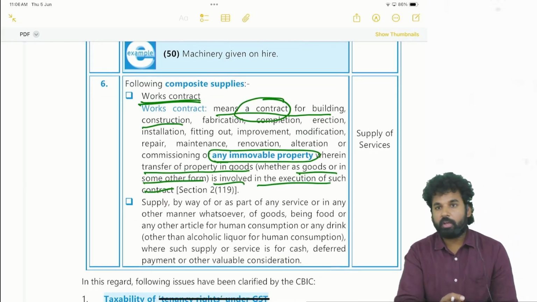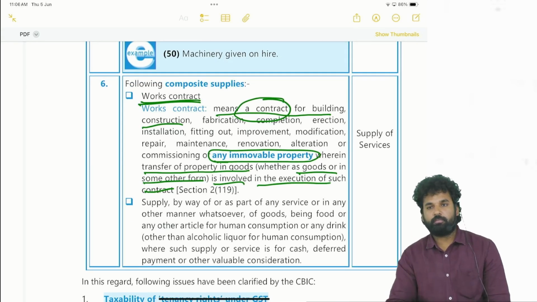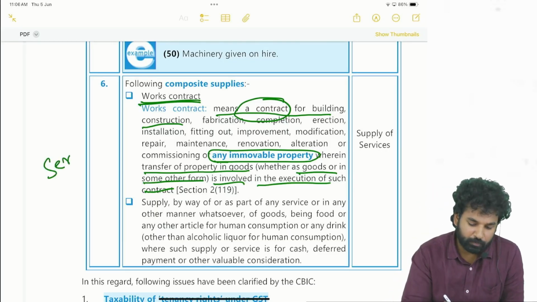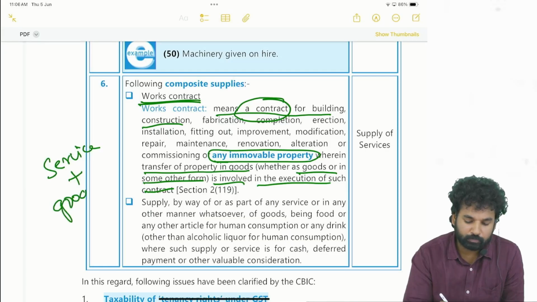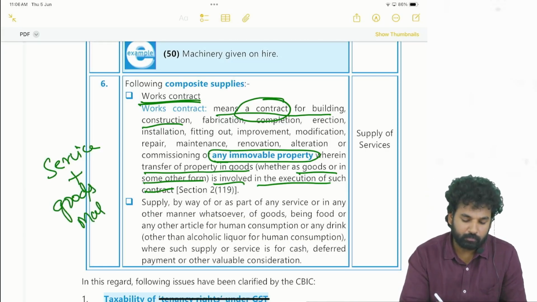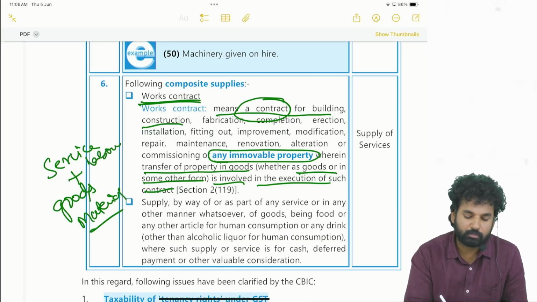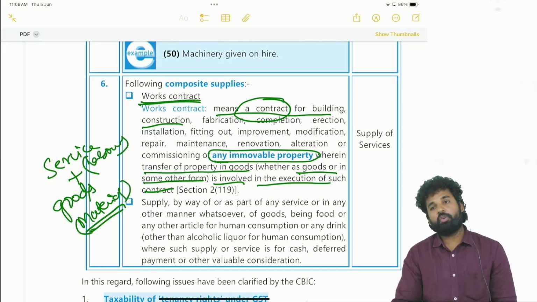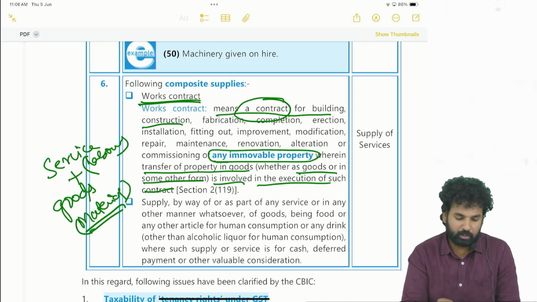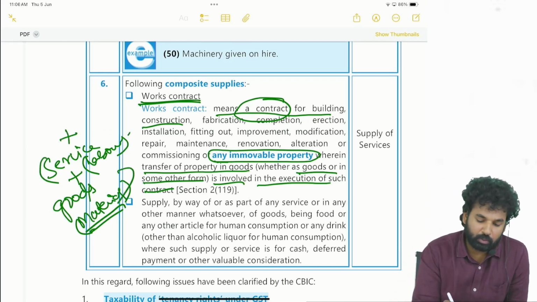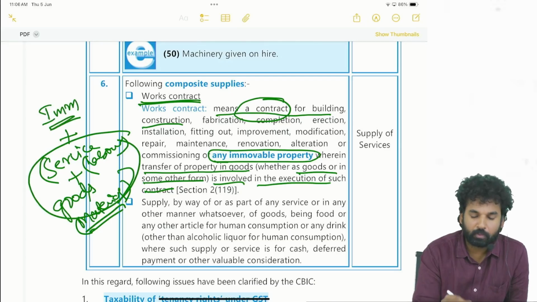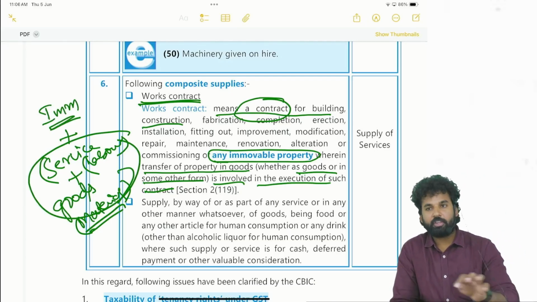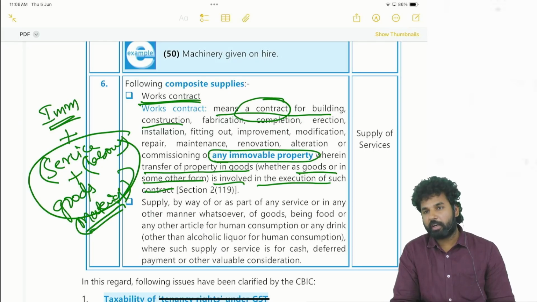See here, contract means at any cost we have to do the service. Works contract, right? So along with the service, there shall be an involvement of goods. That is what is material. Service means labor. You may deliver the goods as it is, or you may use the goods during the service, whatever it may be. These two elements shall be present, and that too with respect to an immovable property, then it shall be treated as a works contract. If it is a works contract, then it shall be a supply of service, works contract service.